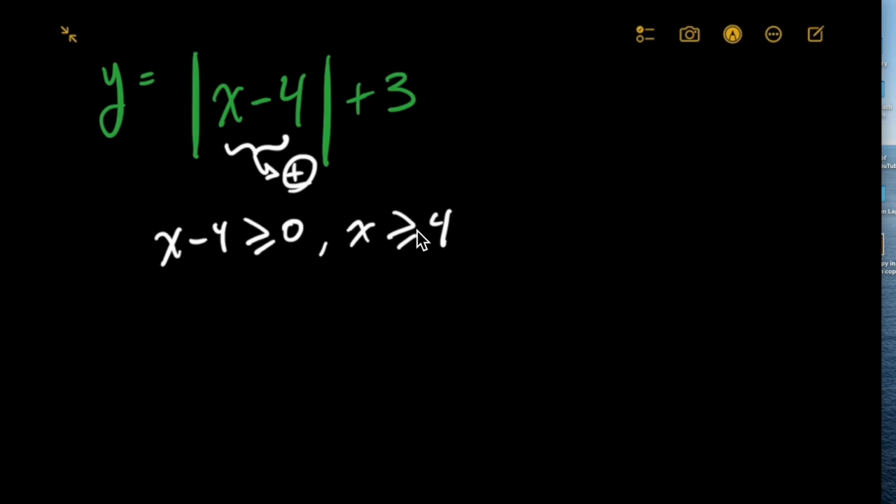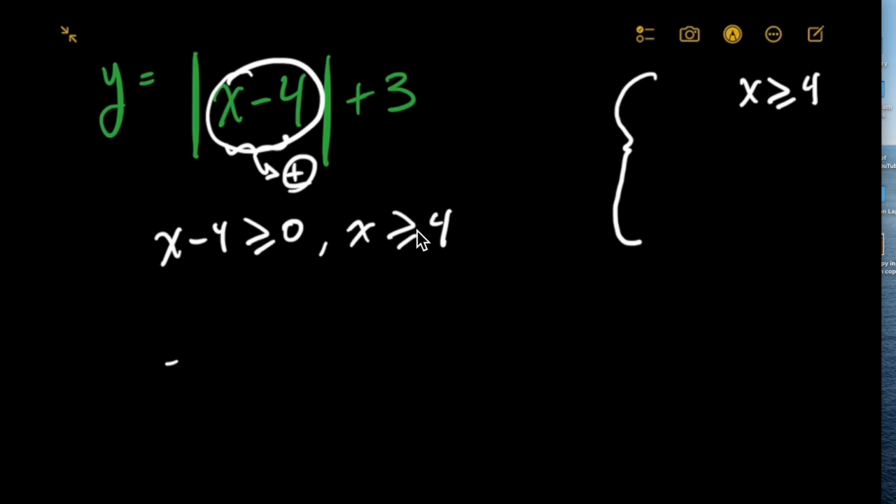So as we build our piecewise function, the first section is going to be x greater than or equal to 4. And we are going to use this exact function exactly as it is because we set it to a positive value. So the first part of this function, when x is greater than or equal to 4, we're going to have x minus 4 plus 3, which is going to simplify to x minus 1.